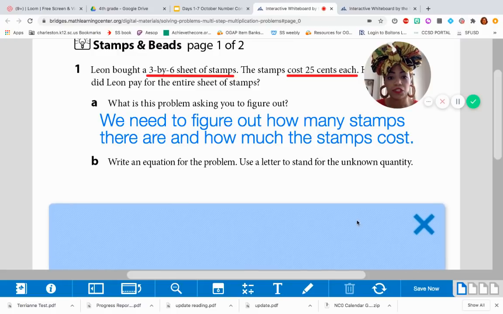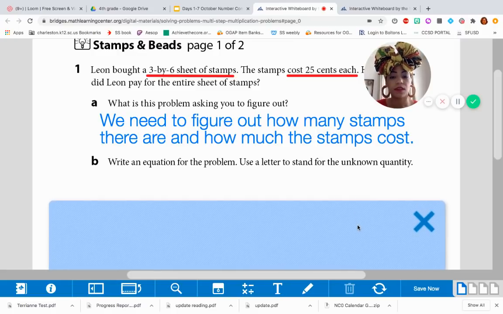Okay, can anybody share their equation with me? You guys told me earlier we need to know how many stamps there are, and we need to then figure out how much the stamps cost altogether. So, where should we begin our equation?